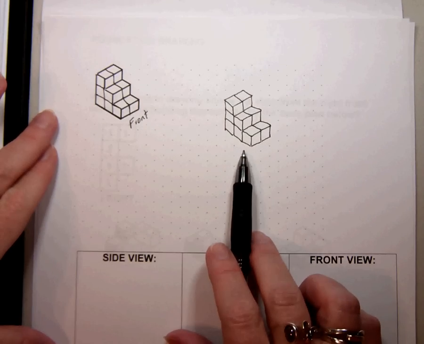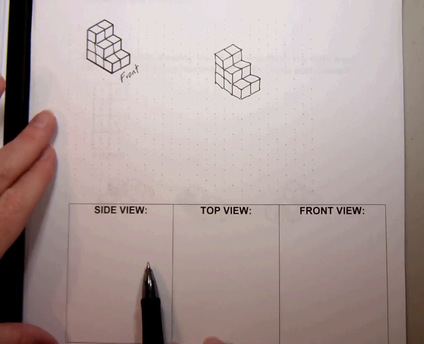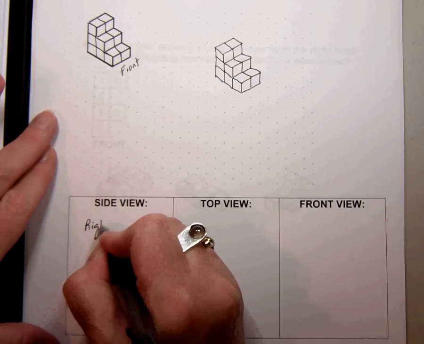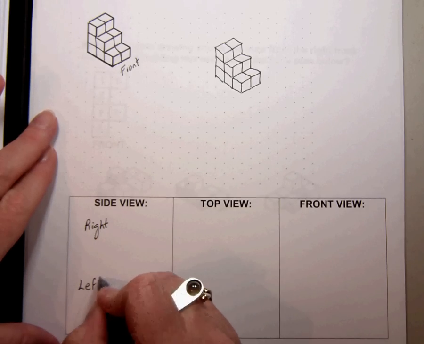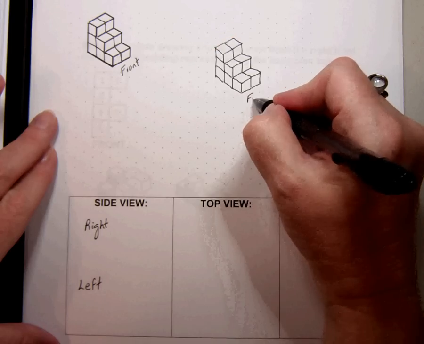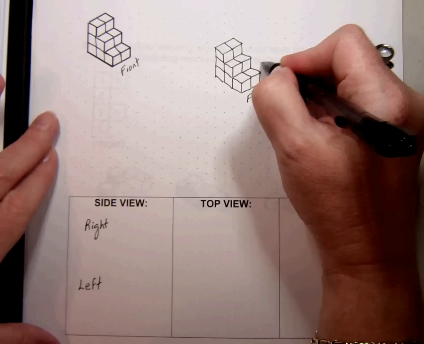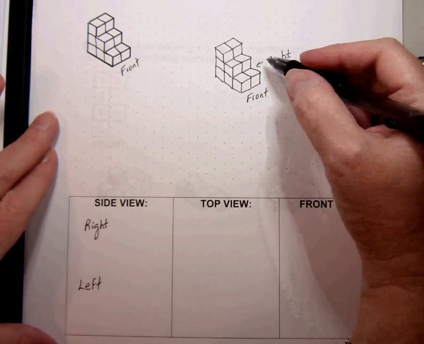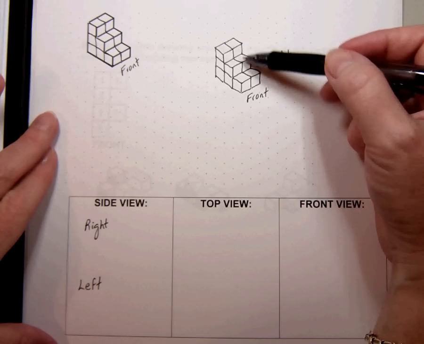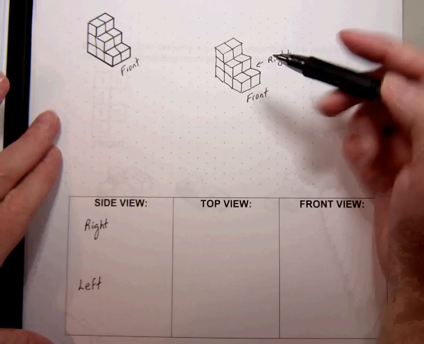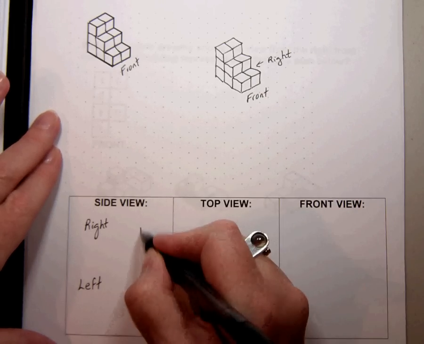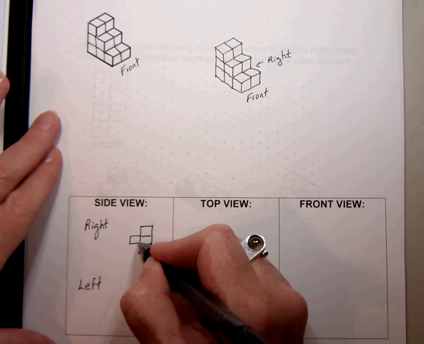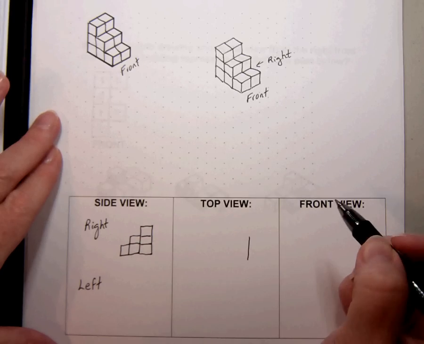That's the isometric drawing. Now let's draw the side views, top views, and the front view. The side views, let's draw the right and the left. Remember, the front part is right here. So when you come around to the right, think of walking around this shape and going to this side. You're going to see a 3 stack, a 2 stack, and a 1 stack. And the 3 will be on the right side. So there's going to be 3, and then 2, and then 1. That would be the right side.